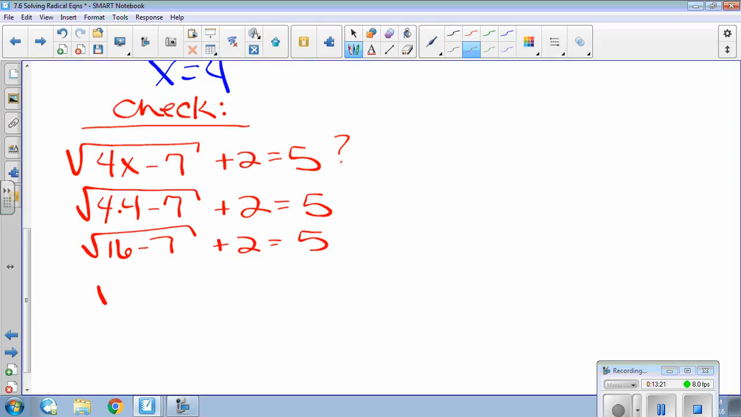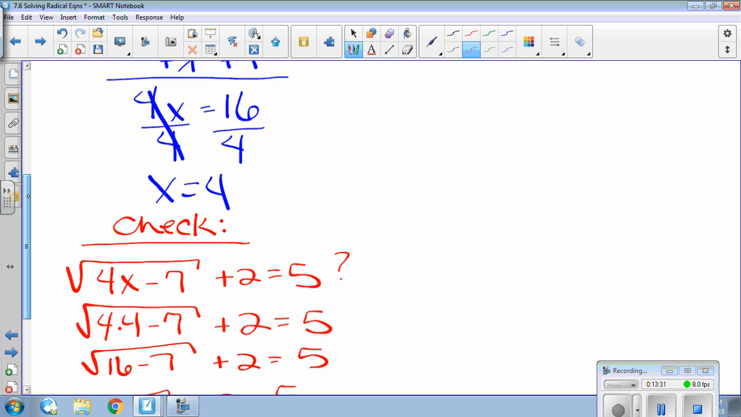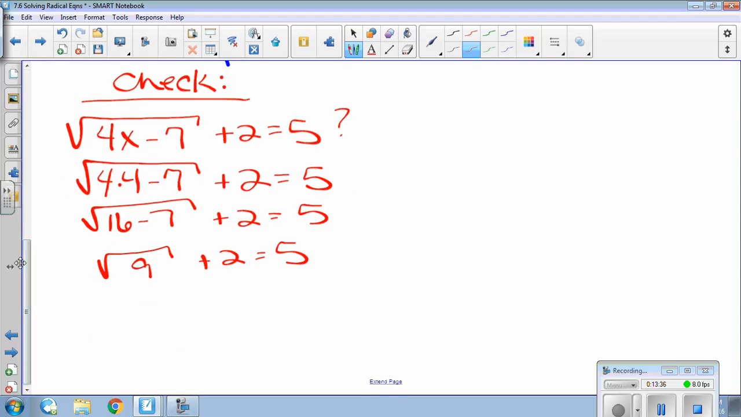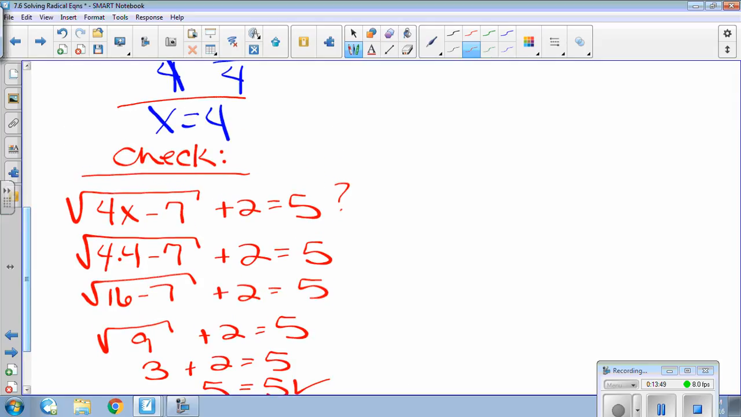16 minus 7 is 9, and the square root of 9 is 3. So 5 does in fact equal 5. So yes, x equals 4 is the solution. Sometimes you do that and you get a false statement, and then there's no solution. Okay? Any questions?